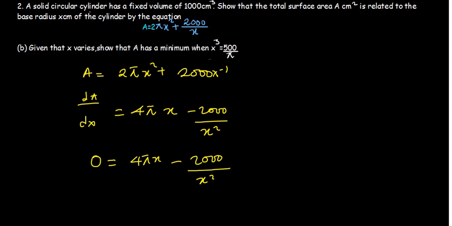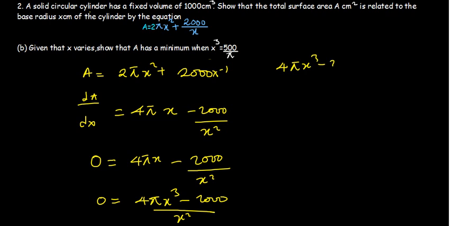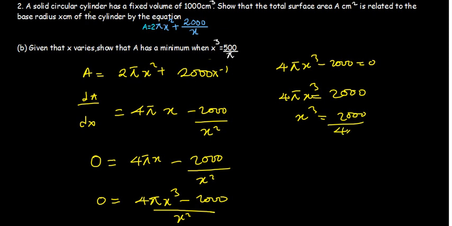From here I can make this a single fraction. So we're going to have 0 is equal to 4 pi x to the power 3 minus 2000, all divided by x squared. If we cross multiply, what is in the denominator will go, so we just remain with 4 pi x to the power 3 minus 2000 is equal to 0. Take 2000 to the other side, so 4 pi x to the power 3 is equal to positive 2000. To remain with x to the power 3, I'm going to divide 2000 by 4 pi.